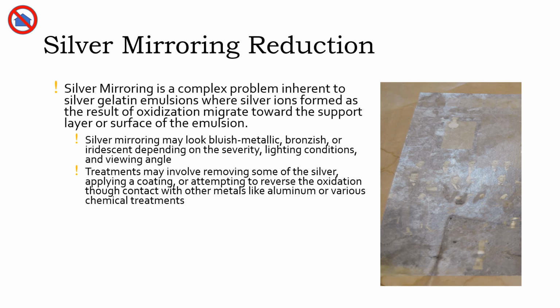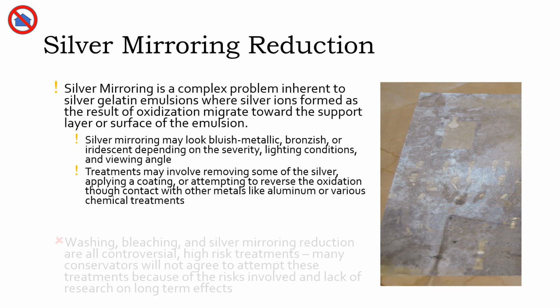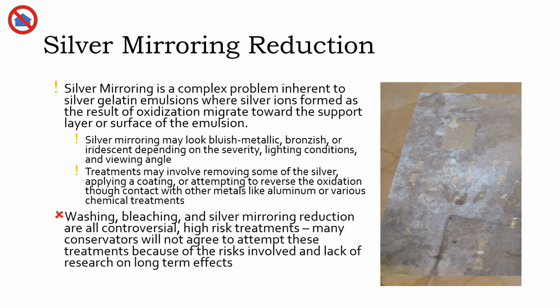Treatments may involve removing some of the silver, applying a coating, or attempting to reverse the oxidation through contact with other metals, like aluminum, or various chemical treatments. As with many issues affecting photographic materials, prevention remains a better choice than remedial treatment. Along with washing and bleaching, silver mirroring reduction treatments are not just high risk, but considered controversial in the conservation community because of the risk level, lack of reversibility, and a lack of research on the long-term effects of these treatments.